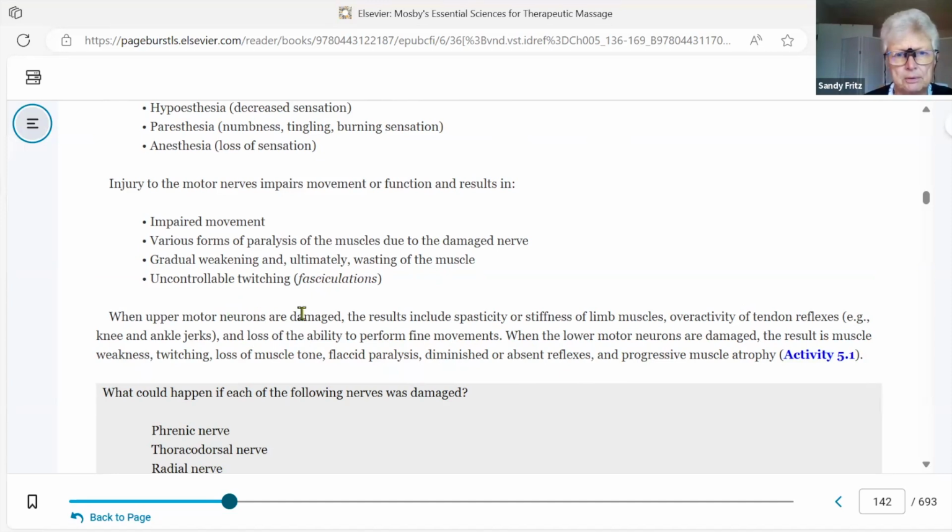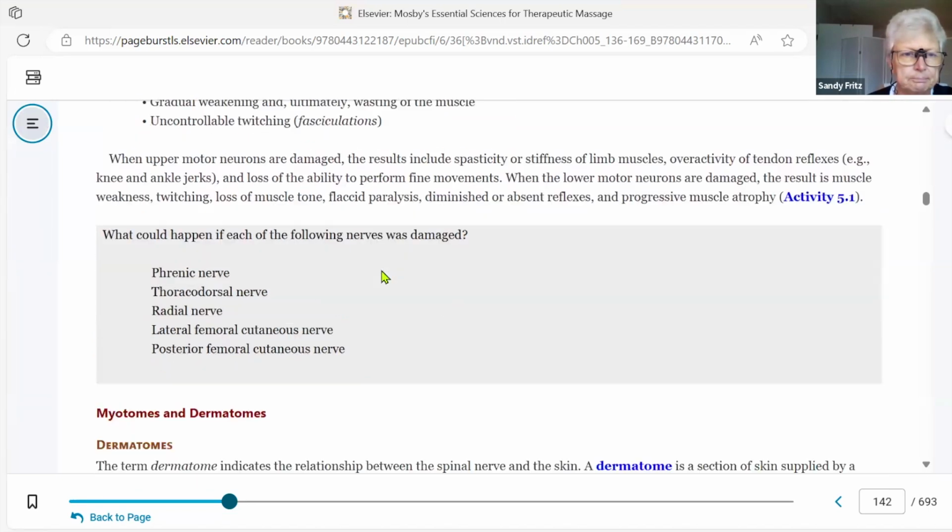The upper motor neuron injuries have some spasticity and stiffness. As disconcerting as that is, at least that intermittent contraction on the blood vessels and the lymphatic fluid can sometimes push it through, or the movement of the fluid is a little bit better, and a little less so without the muscle tone and with the flaccid paralysis.